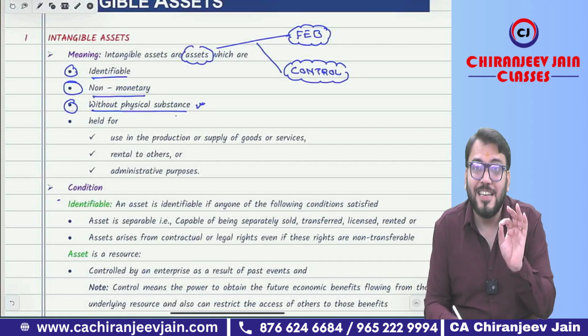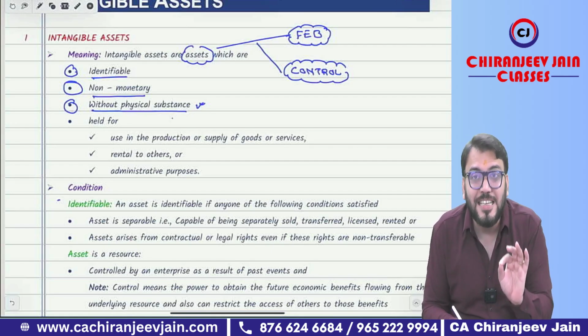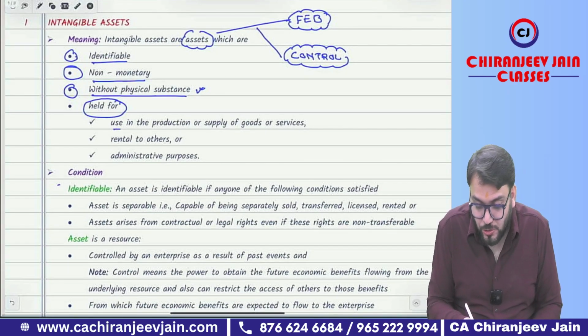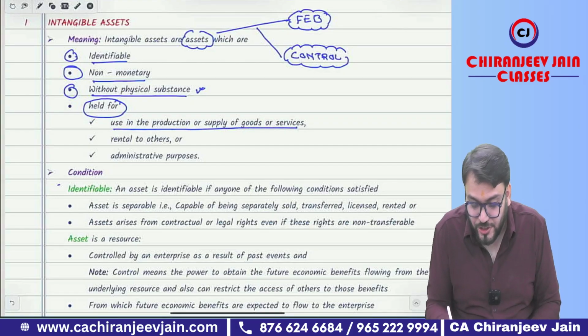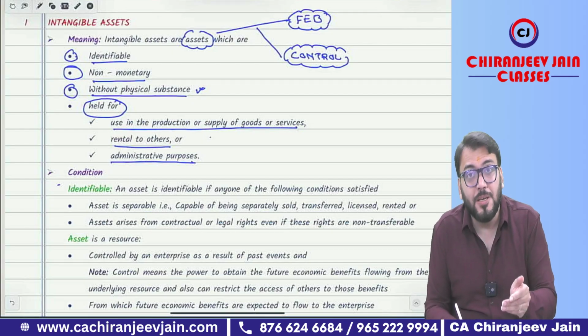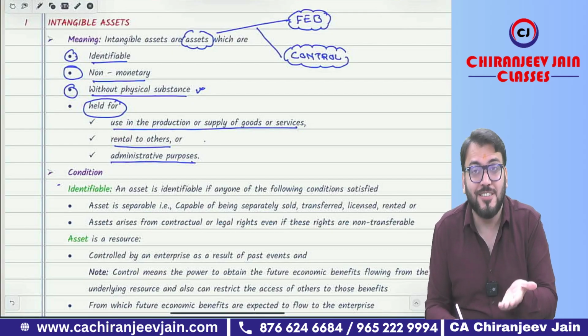These are three characteristics of an intangible asset, correct, which are held for use in production or supply of goods or services, or for rental to others, or for admin purposes. The same purpose was given for PPE. So PPE are also held for the same purpose.